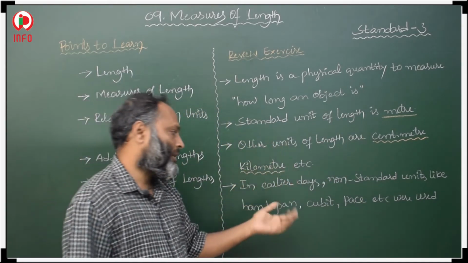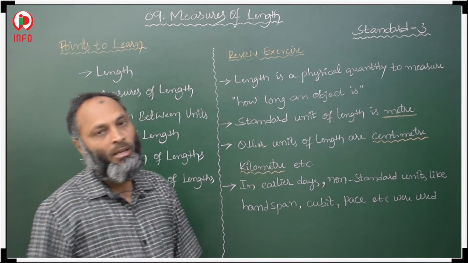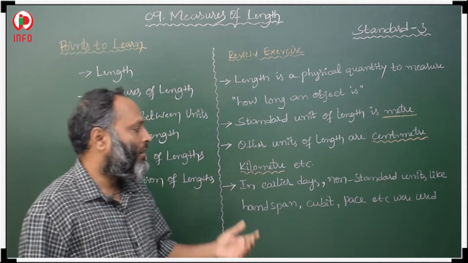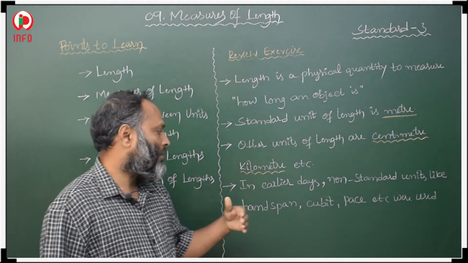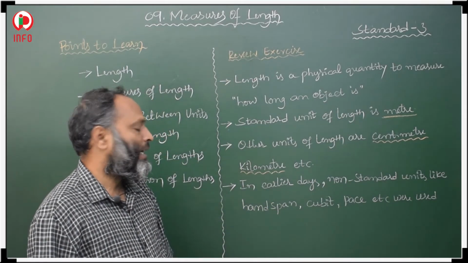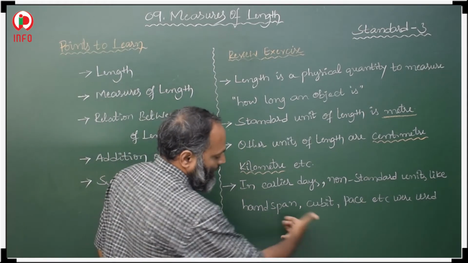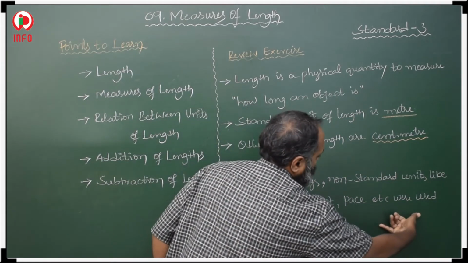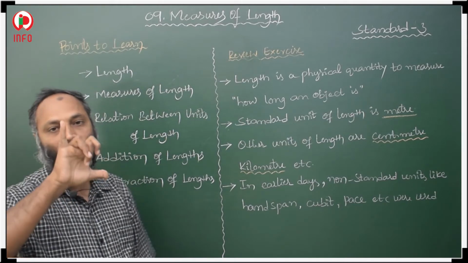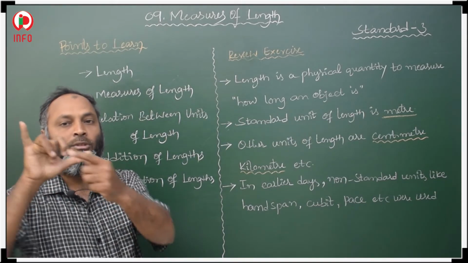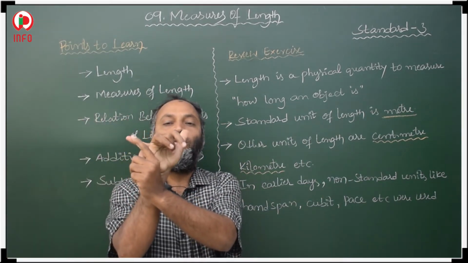In earlier days, some measurements were used to find length. These units are not standard units; people calculated lengths using hand span. Hand span means like this, how much it is. This is called hand span, 1, 2, 3, 4, they calculate using hand span, the total distance from the thumb to the last finger.